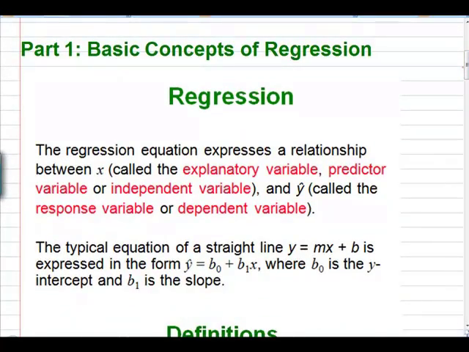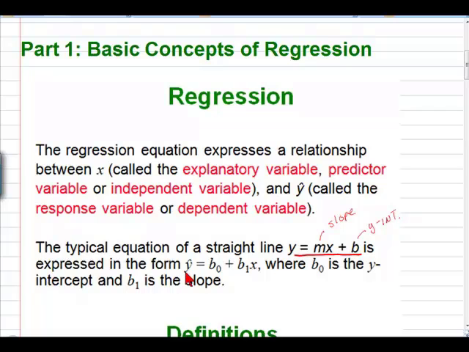The regression equation expresses a relationship between x, called the explanatory variable, predictor variable, or independent variable, and y hat, called the response variable or the dependent variable. The typical equation of a straight line is y equals mx plus b, where m is the slope of the line and b is the y-intercept. That's where the line crosses the y-axis.